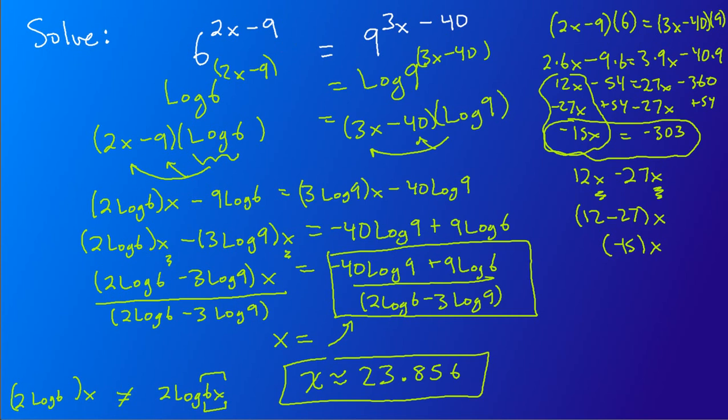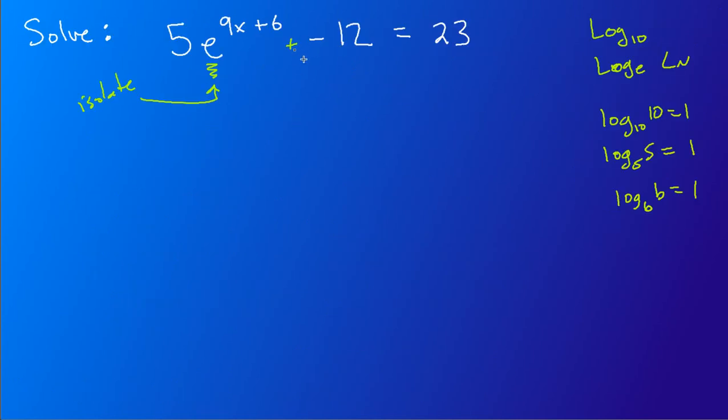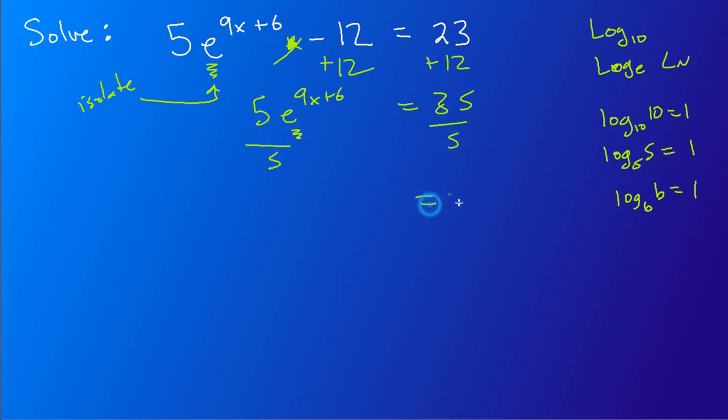Okay, so apparently I'm on the wrong slide, but that's okay. I wrote it on the wrong slide. So we don't want it. All right, so we isolate this. We're going to add the 12. All right, so that gives us 35. And then we have 5e^(9x+6). All right, we need to isolate this part, so we're going to divide by 5 next. So we get 7. Then we have e^(9x+6).